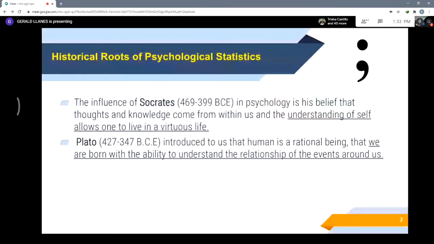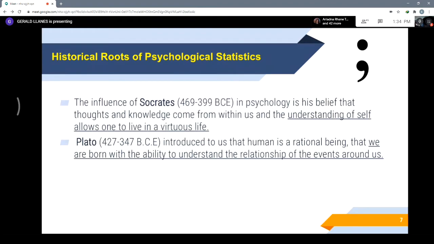Ngayon naman, nag-present ng idea si Plato. Ano naman sabi ni Plato? He introduced to us that human is a rational being, that we are born with the ability to understand the relationship of the events around us. So ang idea naman ni Plato, tayo ay rational creatures. When we say rational creatures, we have this ability to know what's right and wrong. Tayo ay merong morality. Alam natin ang tama at mali.